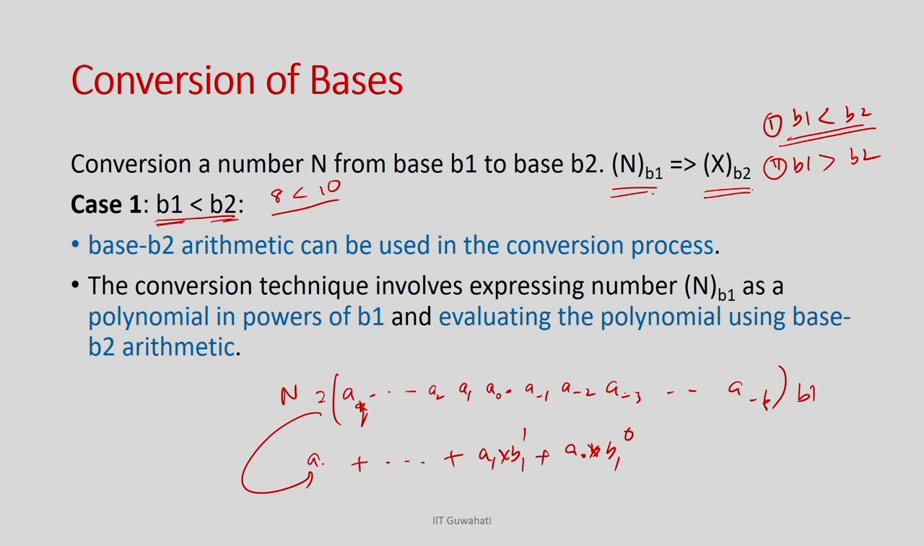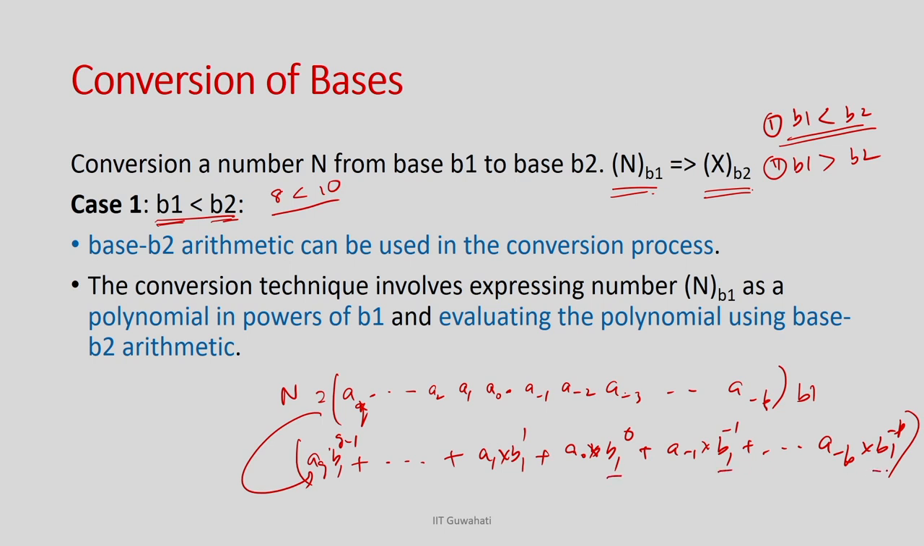And then you have AQ into B1 to the power minus Q, plus this is (A minus 1) into B1 to the power minus 1, till (A minus B) into B1 to the power minus B, right? This is the equation. When I represent this equation, all the numbers are in base B1, because I am using this in terms of base B1.